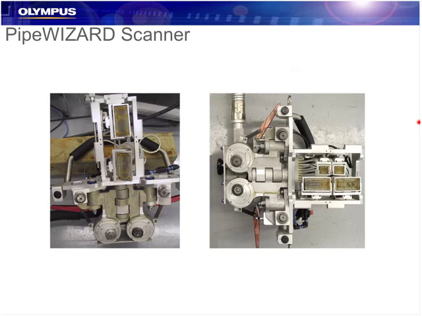If we look at the Pipe Wizard scanner a little bit, we talked about that in order to be accurate and use the zone technique, we need to be very rigid in our mechanics. Here we see the clamps that clamp onto the CRC type welding band. And this ensures a very tight positioning of the whole scanner.